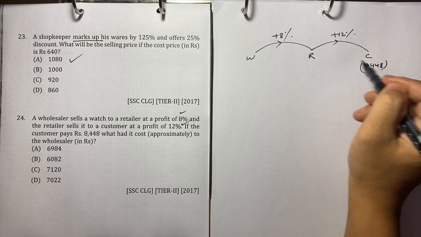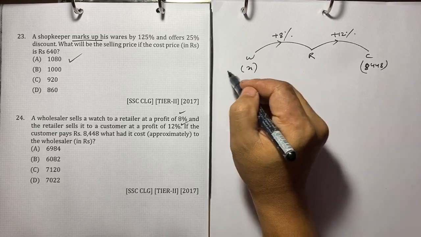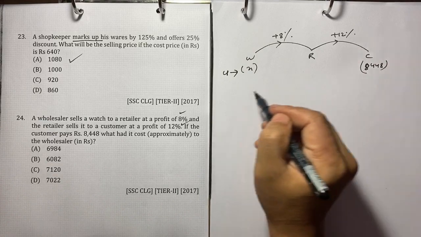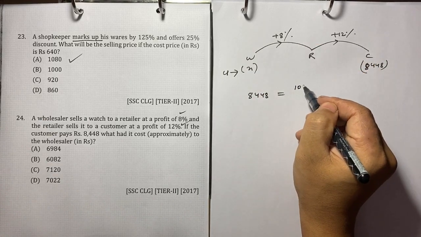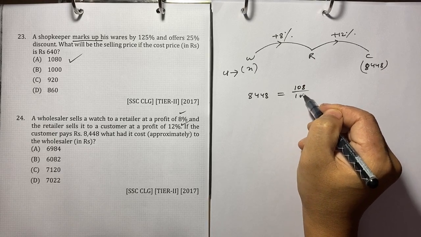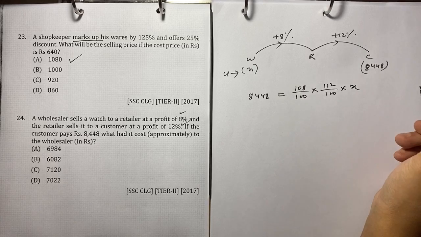The customer pays 8448. Let the cost price be x. So 8448 equals the increase, 108 divided by 100 into 112 divided by 100 into the marked price, which is x.